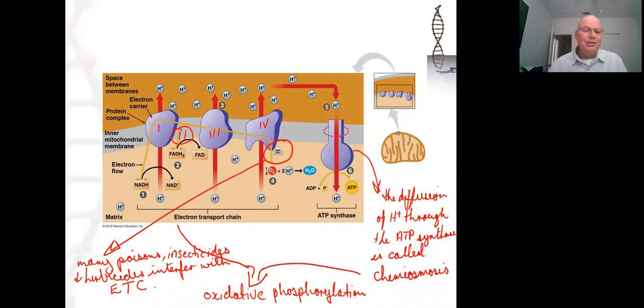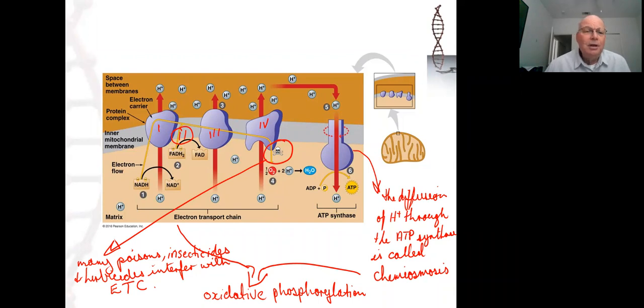So things like cyanide, carbon monoxide, a common insecticide called rotenone that's also been used for killing rats and mice, so a rodenticide, to give it its correct name, but it's used for killing rats and mice. They all interfere with the passage of electrons through the electron transport chain in various locations. And of course, if you shut down the electron transport chain, eventually you shut down the production of ATP.